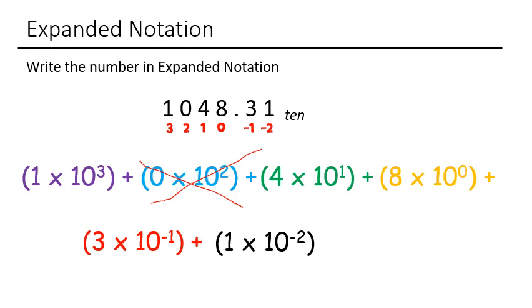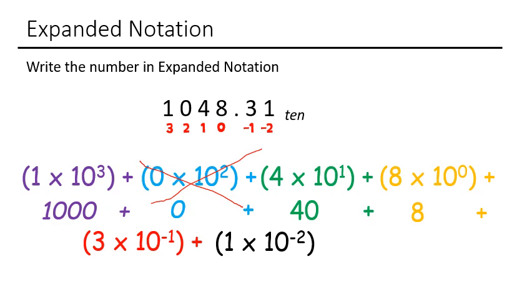But just to prove how this actually works, you can multiply all this out. Like this first example, 10 to the third would be 10 times 10 times 10, which would be 1,000. 1,000 times 1 is 1,000. The second is 0. 4 times 10 to the first is 10 times 4, which is 40. Remember, 10 to the 0 is what number? I hope you said 1. And then 1 times 8 is 8.